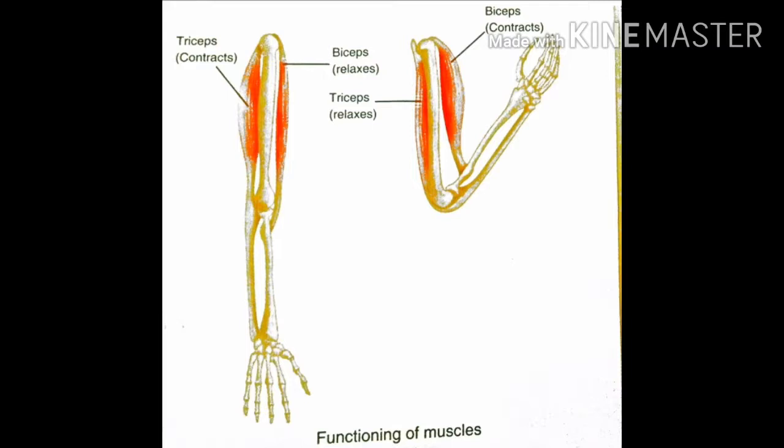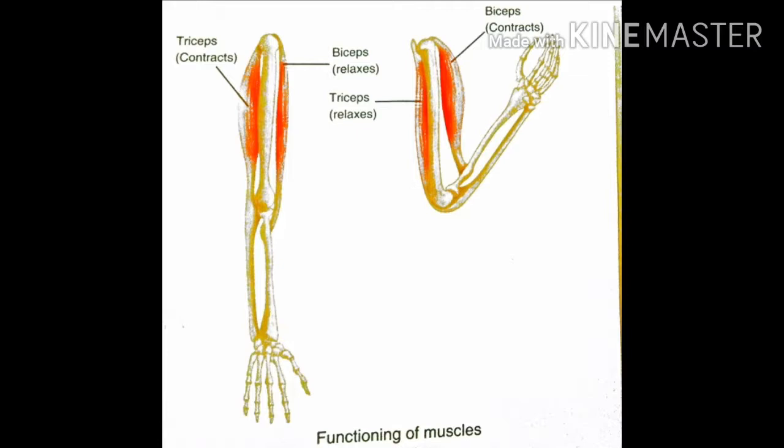When the muscle cells relax, they allow bones to straighten. See, the first image is of straightened bones, so the muscle cells are in a relaxed position. And the second one is a contracted position. It's shortened. Bones come close to each other.